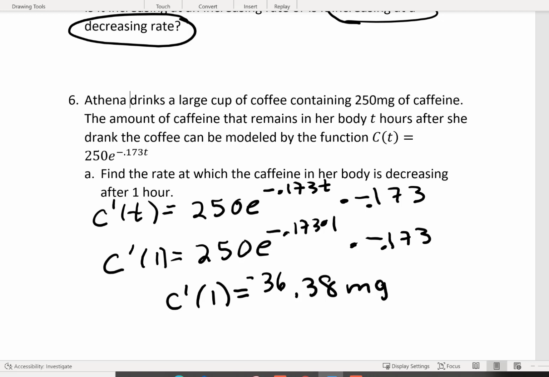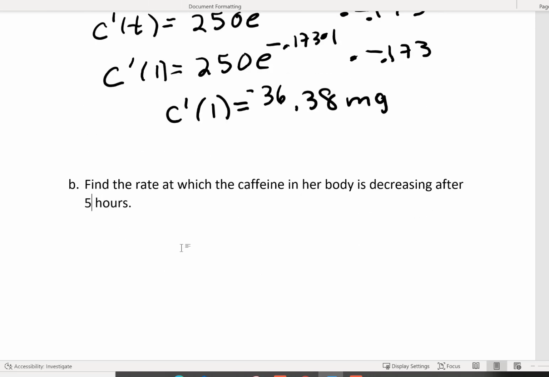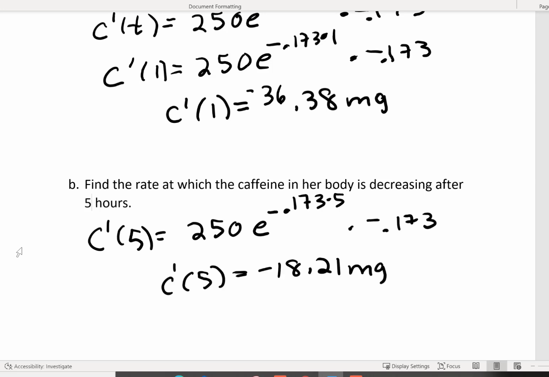So the amount of caffeine that's leaving the body between hour 1 and hour 2 would be 36.38 milligrams. Let's look at what happens after 5 hours. After 5 hours, I have C prime of 5 is 250 e to the negative 0.173 times 5 times negative 0.173. So after 5 hours, the decrease is negative 18.21 milligrams. We're losing more caffeine at the beginning, when the caffeine level is the highest, and then throughout the day, the amount of caffeine that you're losing is decreasing because there's not as much left.